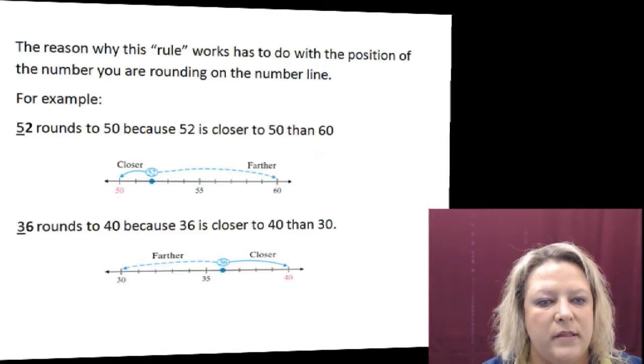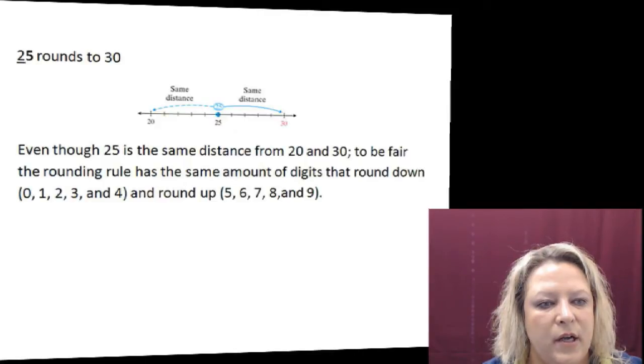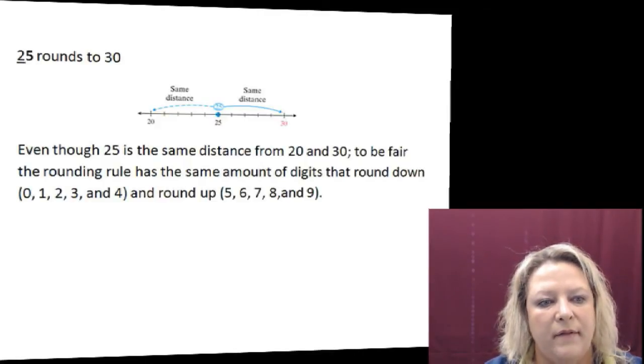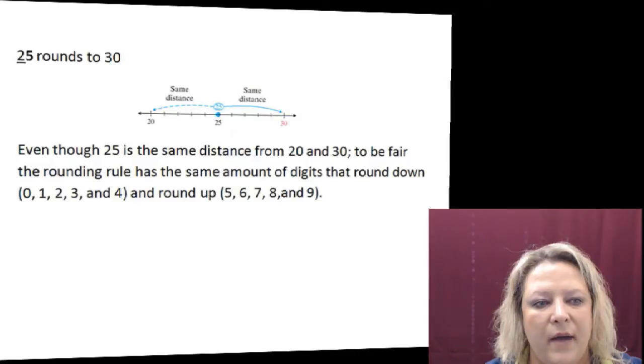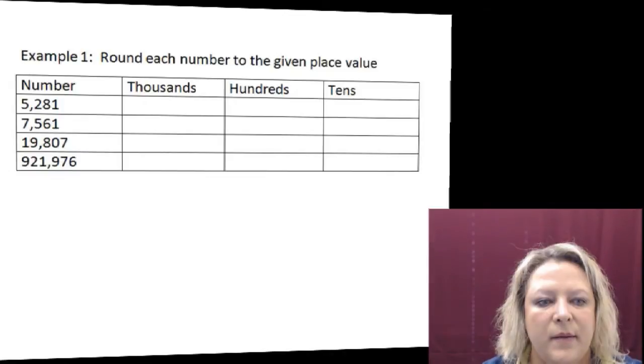We're going to go through this kind of quickly. Let's go to the one at 25. If you notice, 25 is an equal distance from 20 and 30. But because of our rhyme, the rule says if it's 5 or higher, you add 1 more. Therefore, we round the 5 up to the next one, which is 30, versus going backwards to 20.